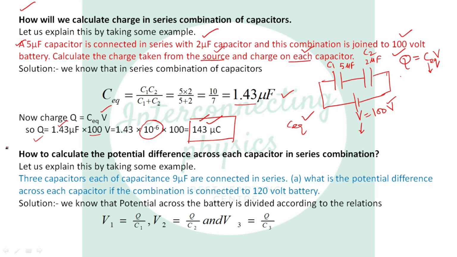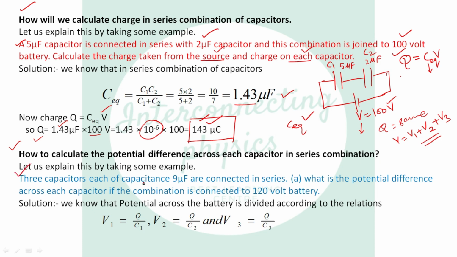Now the second question is how to calculate the potential difference across each capacitor. This is obviously a very important and good question, because you know that charge is the same in series combination but potential gets divided. If we have two capacitors, it gets divided into two; if we have three capacitors, it gets divided into three parts. So let us explain by taking an example.